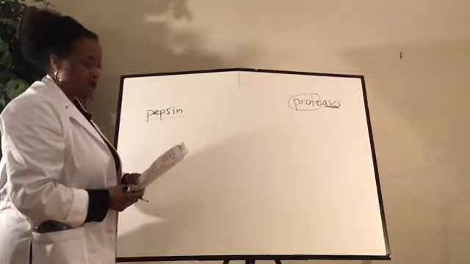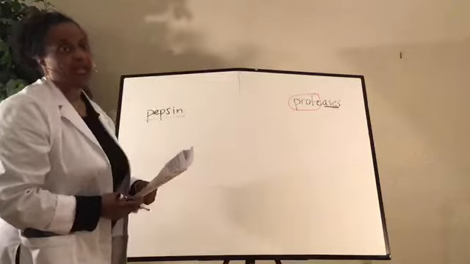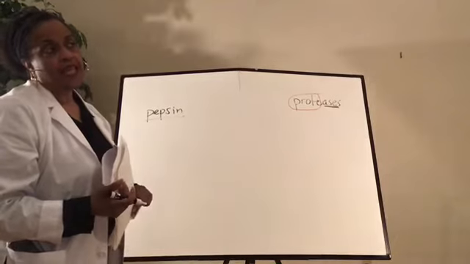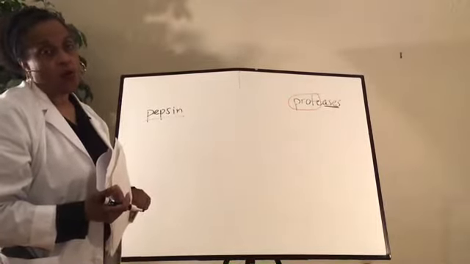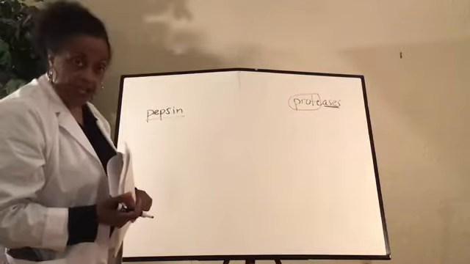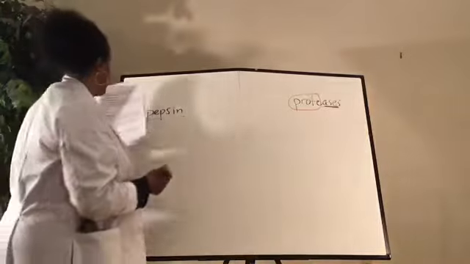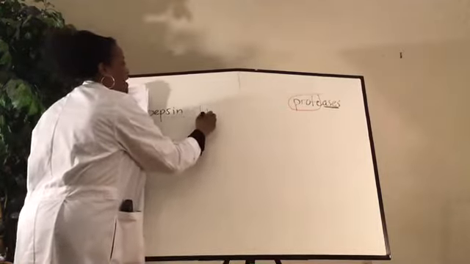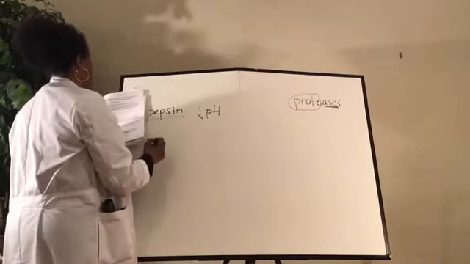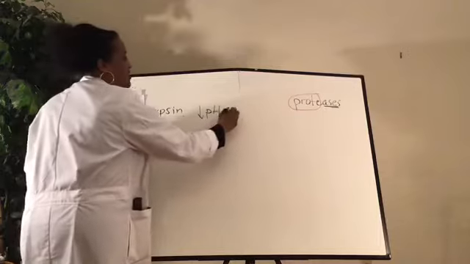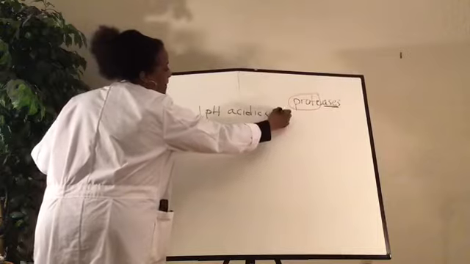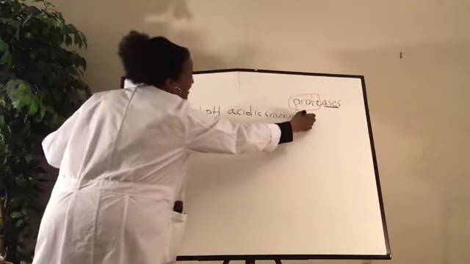It functions optimally in a low pH range. Now, when we have a low pH range, would you say that is acidic or basic? A low pH range is acidic. Good. So you have a low pH, and this pepsin works optimally in a low pH, so that means an acidic environment.